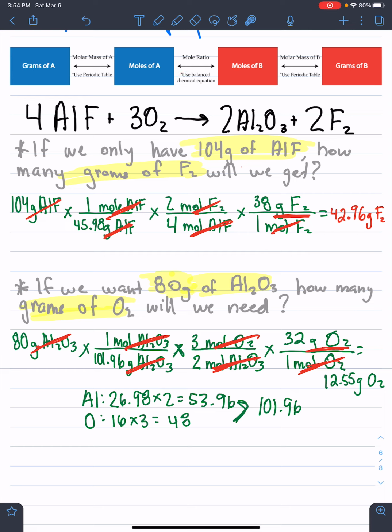If you're not sure what to do, I'd always try to change whatever you're doing into moles, because moles will get you to something new. So start off, if it's giving you grams and you're trying to get grams of something new, change it to moles first and work from there.